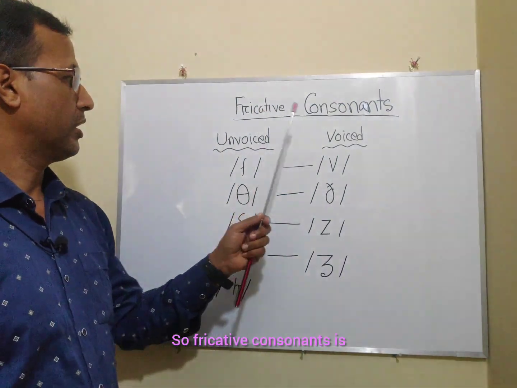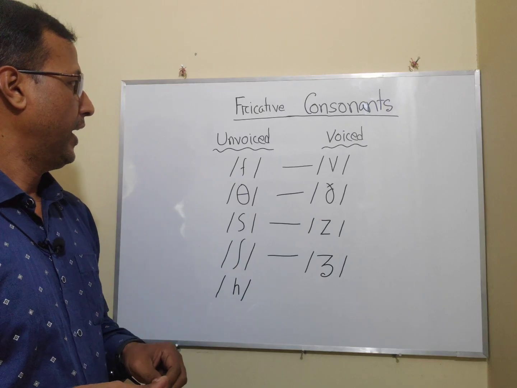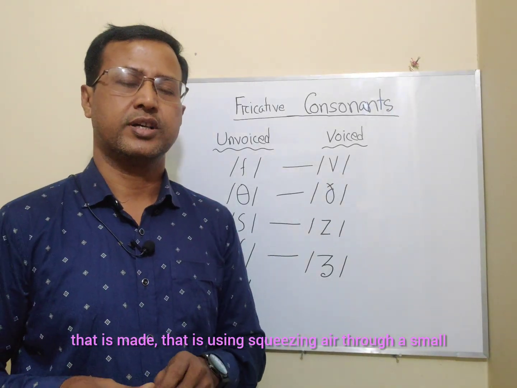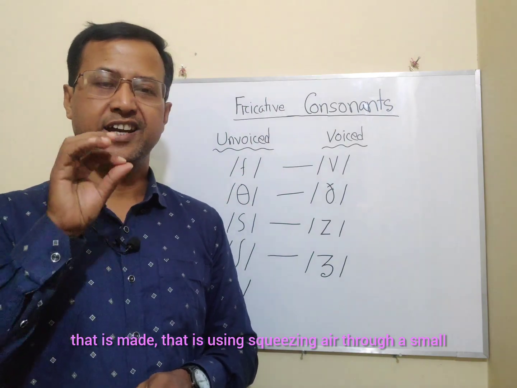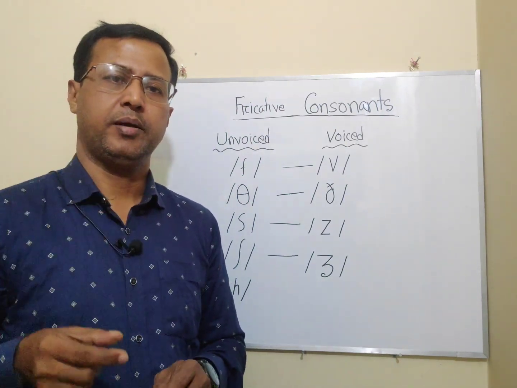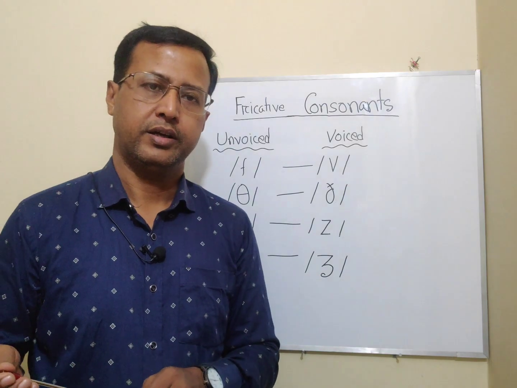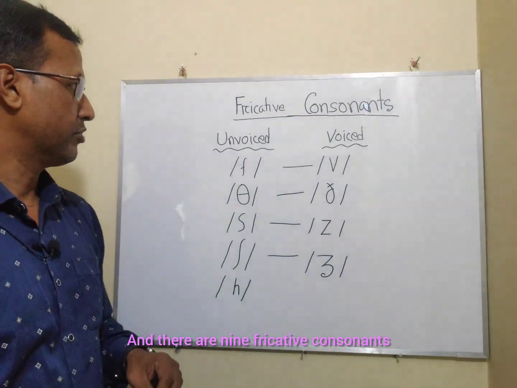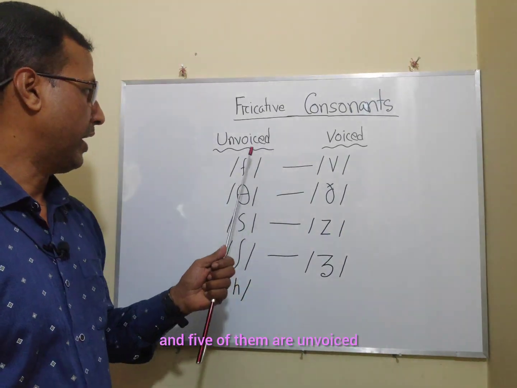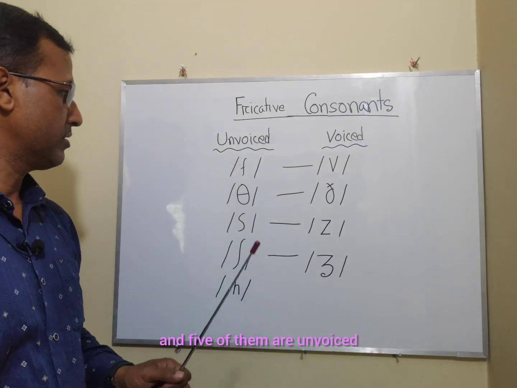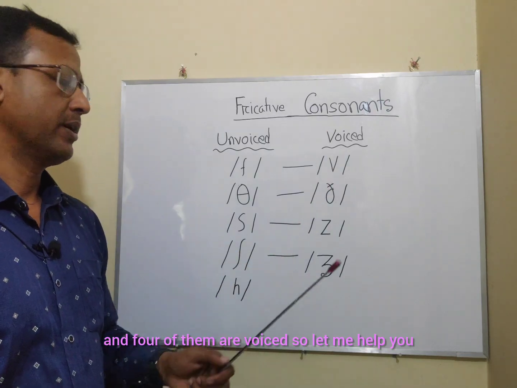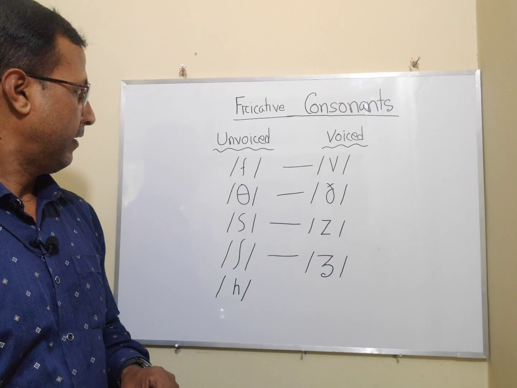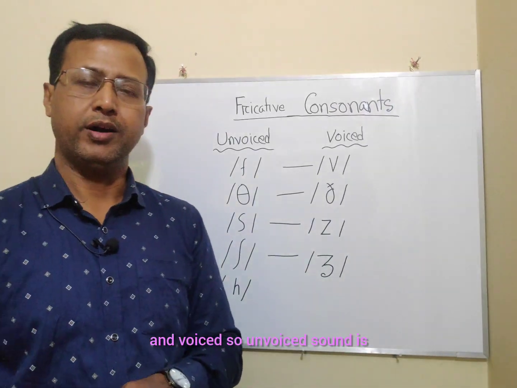So a fricative consonant is a sound that is made by squeezing air through a small opening in our mouth, and there are 9 fricative consonants, and 5 of them are unvoiced and 4 of them are voiced. So let me help you understand what is unvoiced and voiced.